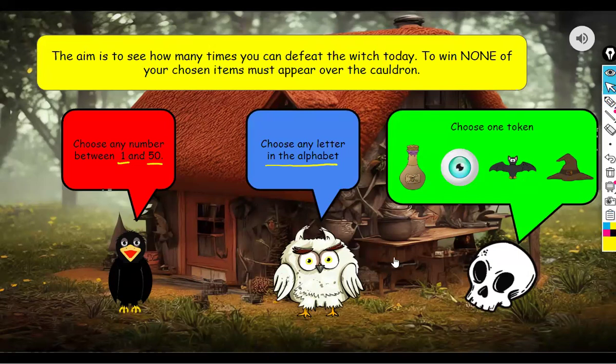This one I actually cannot remember the answer for, so I will play with you all. I'm going to go smack in the middle. I'll choose 25, R, and I'm going to go with the potion. And I genuinely cannot remember the answer for this one, so I'm taking a chance just like you guys. 25, R, and potion for me.